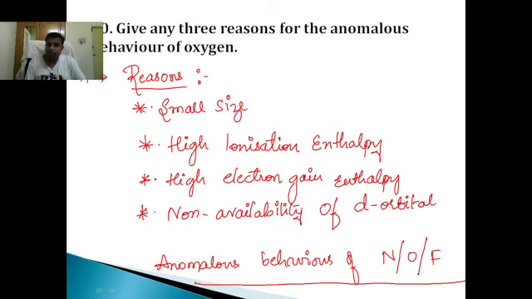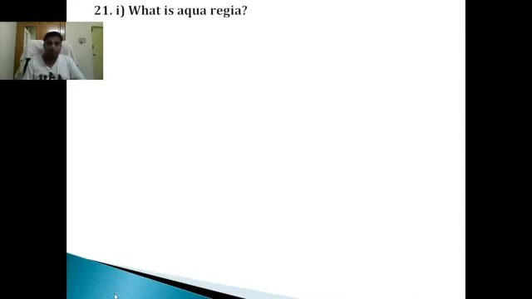D orbitals. So out of 4 reasons, you can pick any of the 3 to show that oxygen exhibits anomalous behavior. Small size, high ionization enthalpy, high electron gain enthalpy, and non-availability of d orbitals. Correct? Simple. Next question.